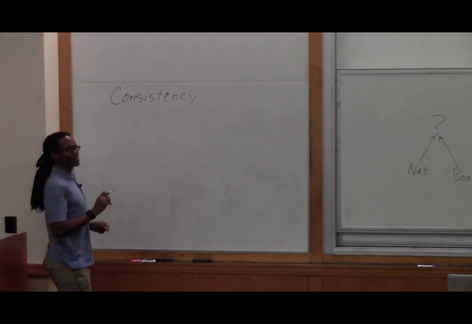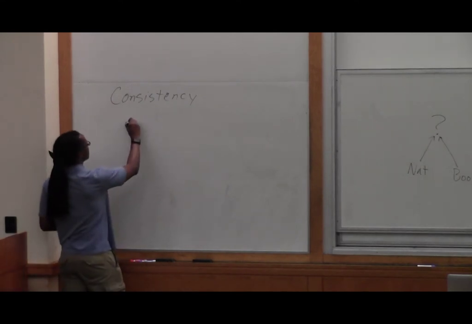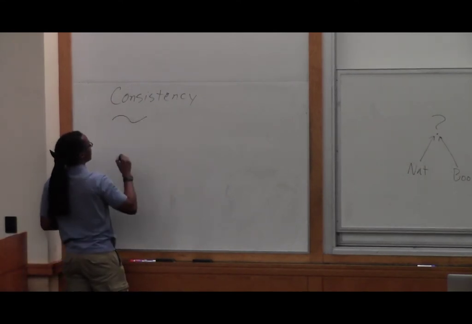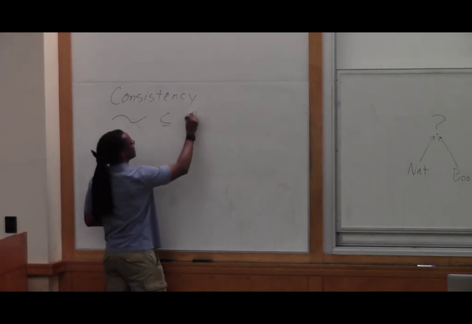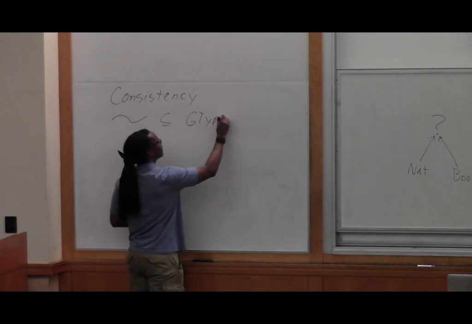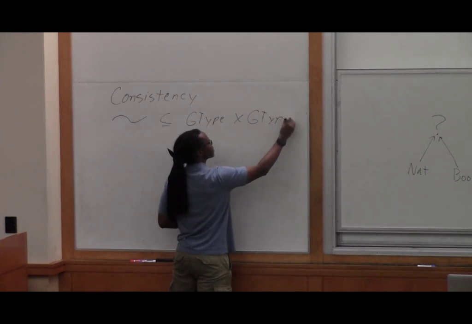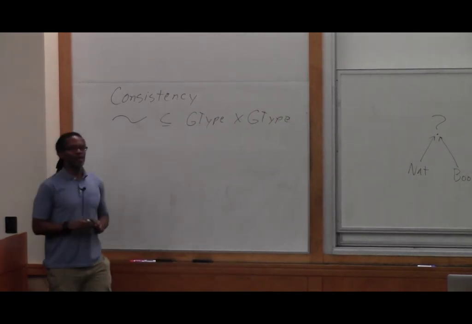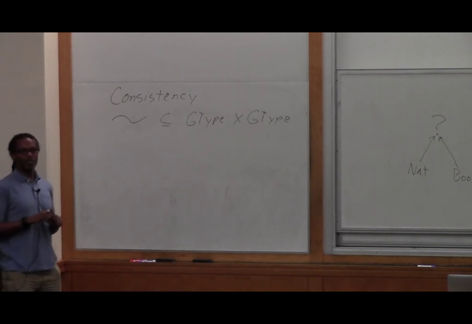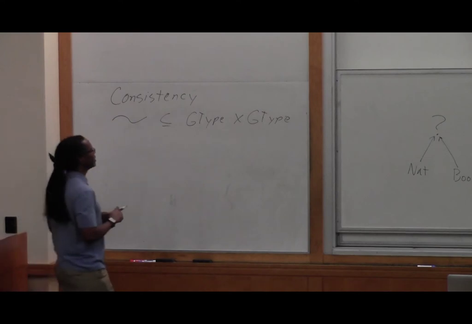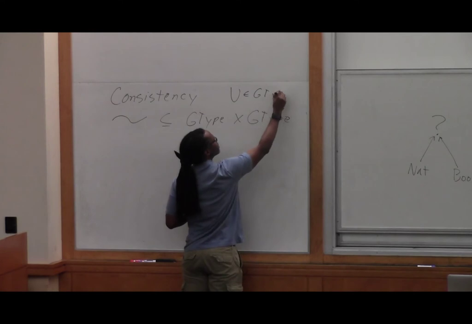Luckily, our system looks a lot like Sophia's. It's sort of nominal. But the basic idea is that consistency is written like that, with the tilde, and it's contained in gradual types cross gradual types. It's a relation on gradual types. The nice thing is that we can define it in terms of our static type discipline and precision. So I'm going to use the symbol U for gradual types. Okay?